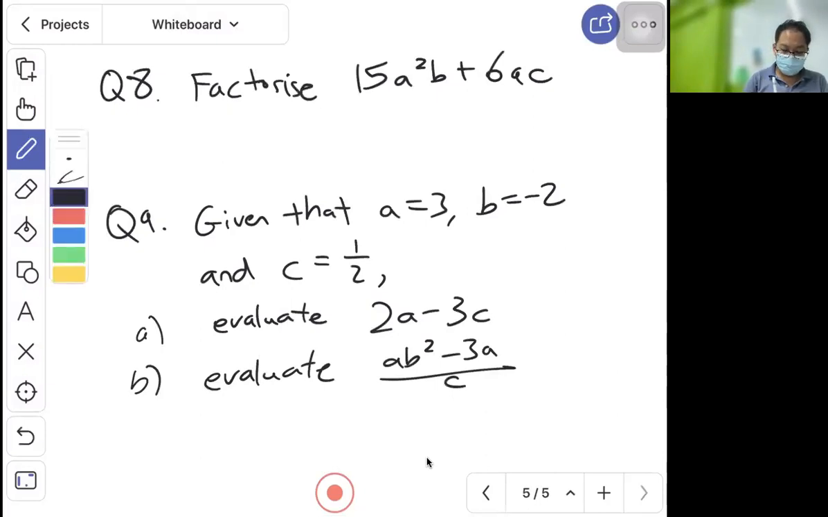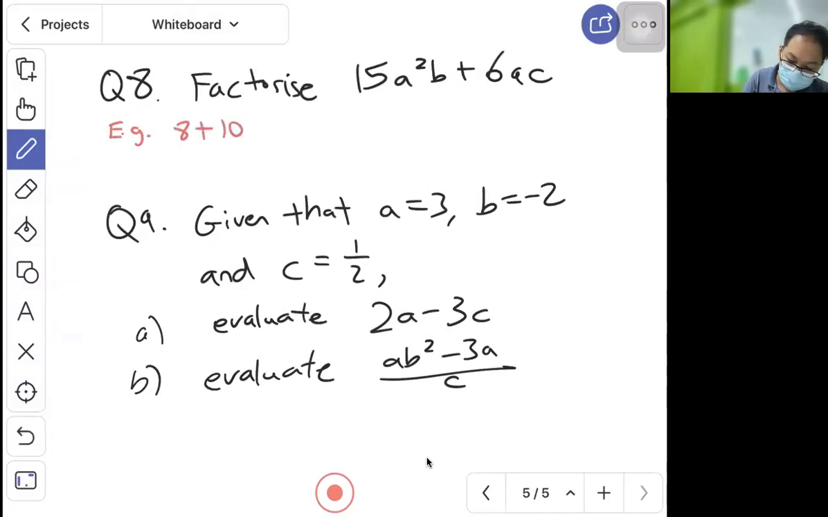Okay, pause the video if you have not done it. If not, continue to play. So for question A, factorize means take out the common factor. For example, you have 8 and 10. 8 has 2 as a factor, 10 has 2 as a factor, so you take out 2, left 4 and 5. Same for this, take out the common factor. 15 and 6 have a 3, then you take out a. So you get 3a(5ab plus 2c).